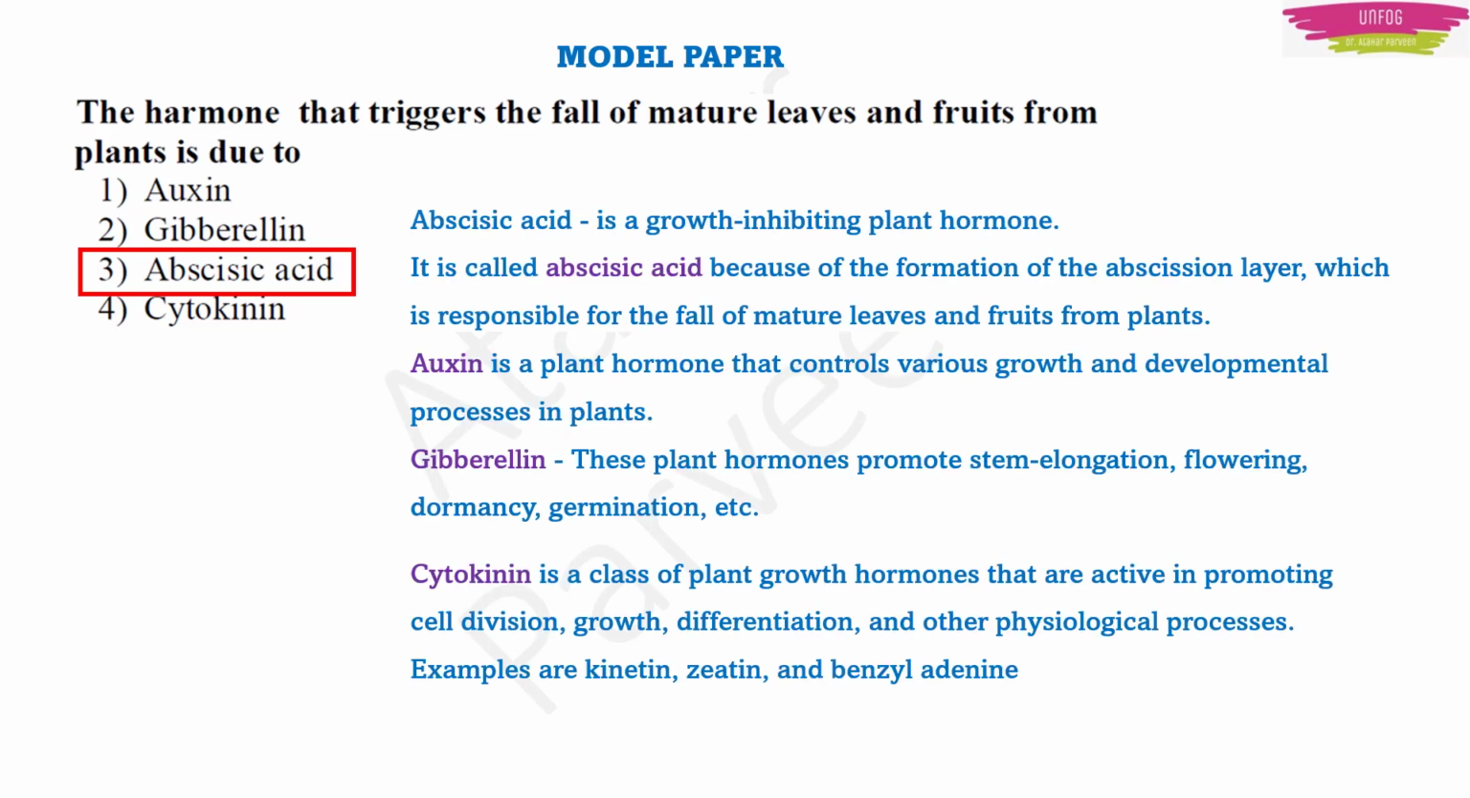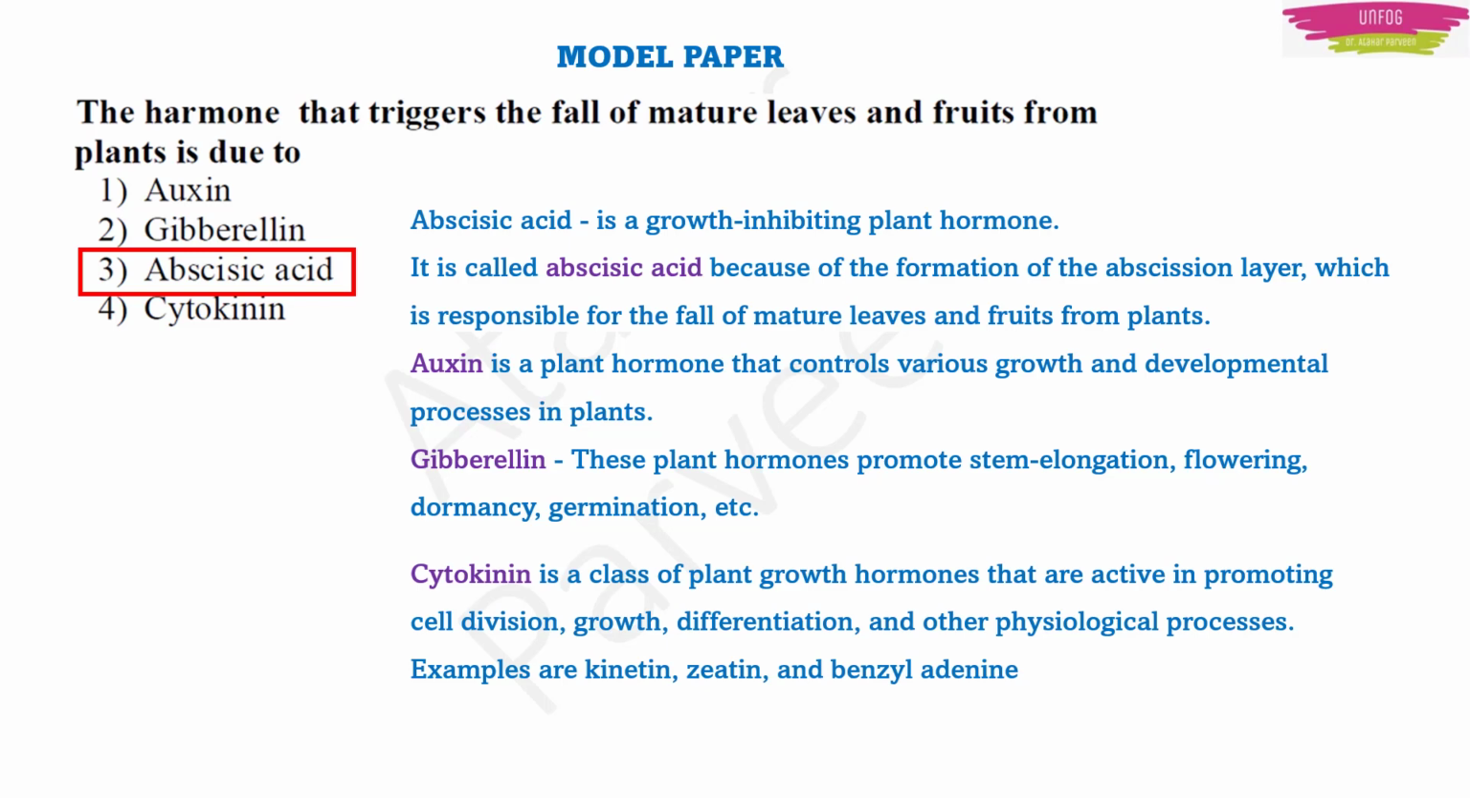The rest three are growth hormones. Auxin, gibberellin and cytokinin are all growth hormones. They promote growth. Abscisic acid is a growth inhibiting plant hormone. It is called so because of the formation of the abscission layer, which is responsible for the fall of mature leaves and fruits from the plants. Auxin is a plant hormone that controls various growth and development processes in plants. Gibberellin is a plant hormone which promotes stem elongation, flowering, dormancy, germination, etc. Whereas cytokinin is also one of the growth hormones, and it is active in promoting cell division.